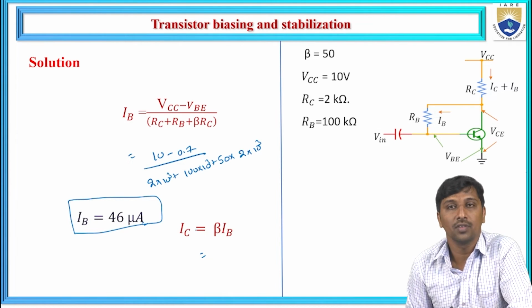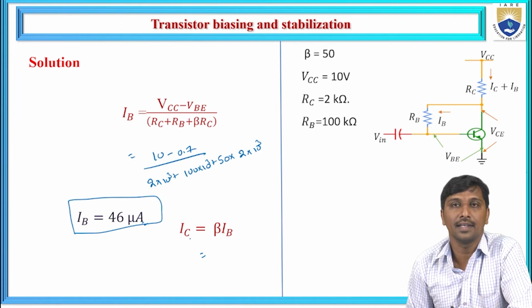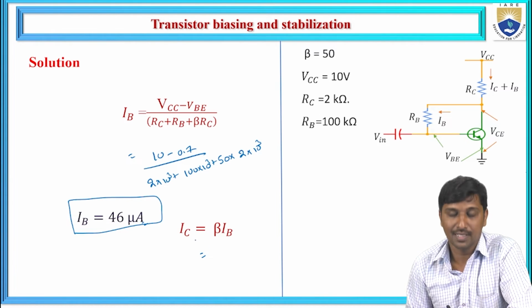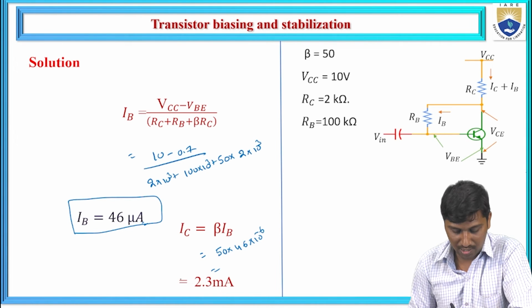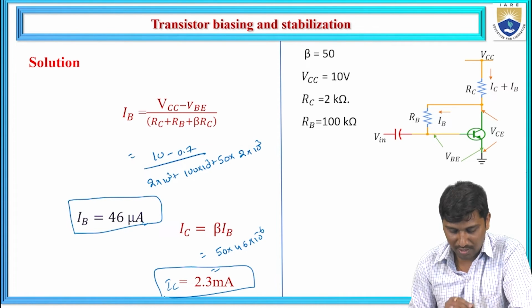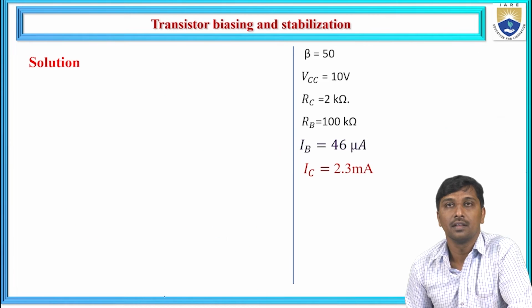Similar to that, we identify the collector current IC. From the generalized expression, IC is represented as beta times IB. So hence this is 50 into the IB value, 46 microamperes, that is 46 into 10 to the power of minus 6. It gives that IC is 2.3 milliamperes.